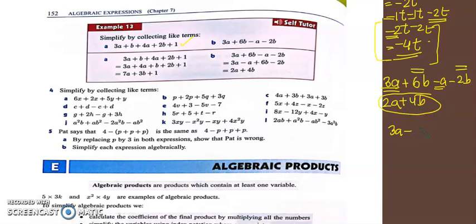3a minus 1a will give you 2a. 3 minus 1 is 2 and this is a, so 2a. And next is 6b minus 2b. 6 minus 2 is 4 and this is b, so 4b. But 6 has a plus sign here, so finally our sign will be positive in the middle.